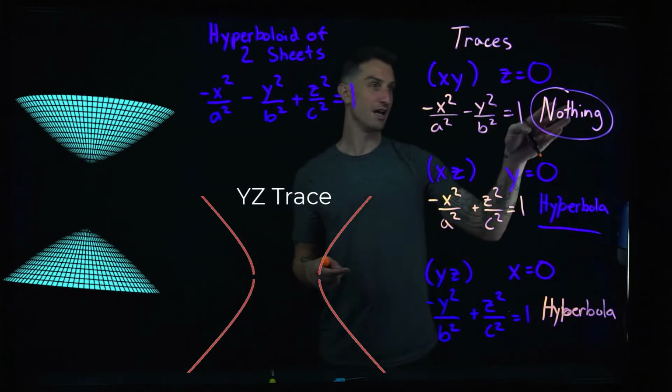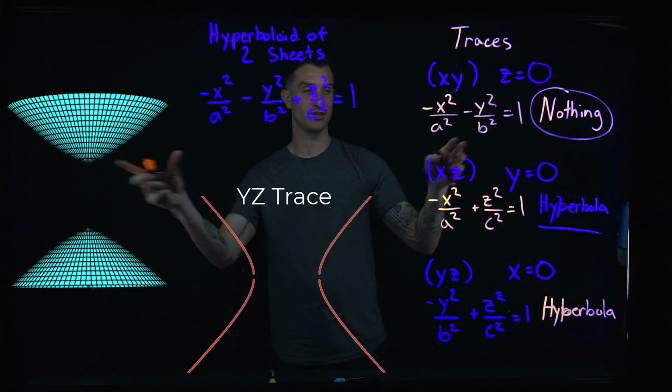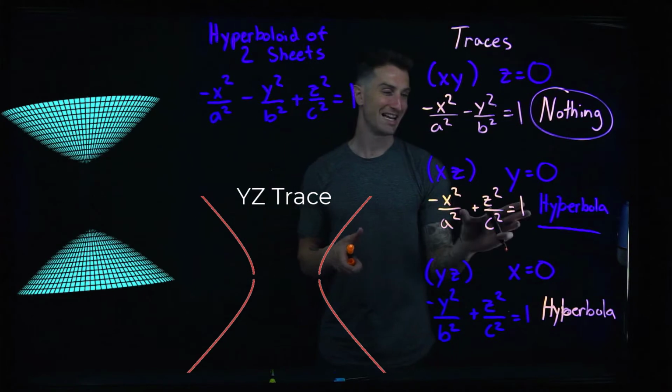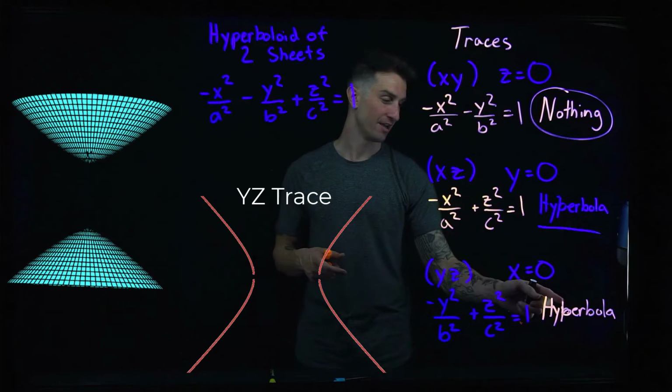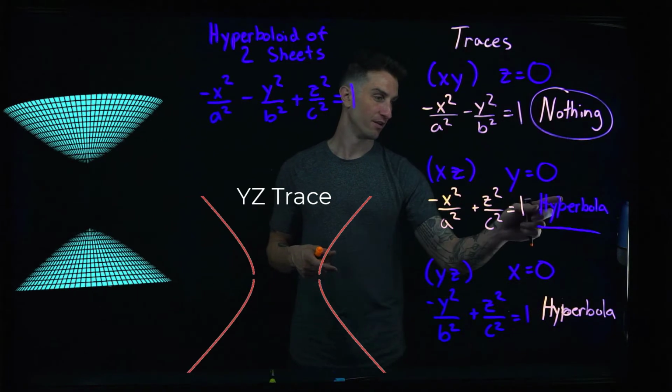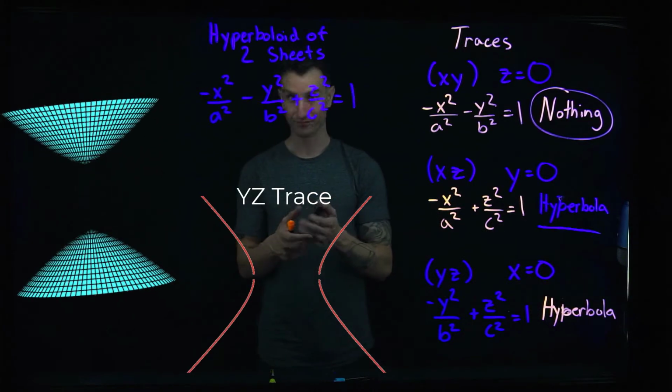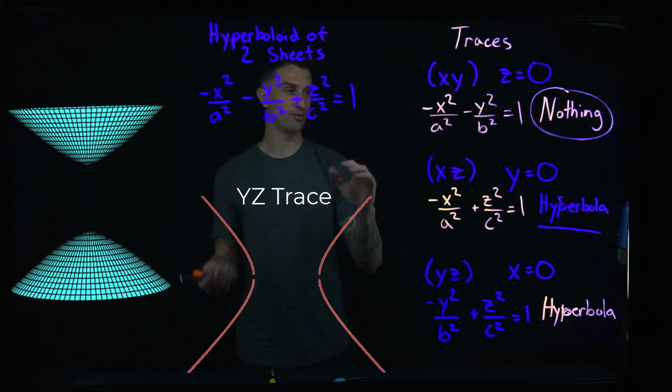Right, so nothing in the xy plane as visually represented in our 3D image. XZ plane, we have a hyperbola. YZ plane, we have a hyperbola. Awesome. I won't go into an example. I'll leave you with that.